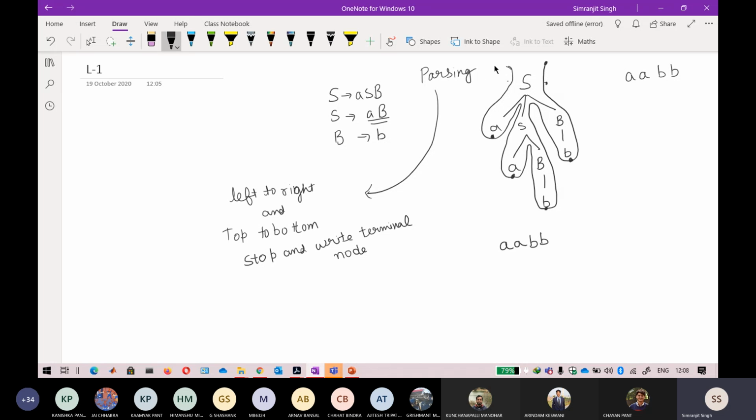So this is the parsing that you will always see in TOC. This kind of parsing is always followed in compiler design also. So keep that in mind: left to right, top to bottom.